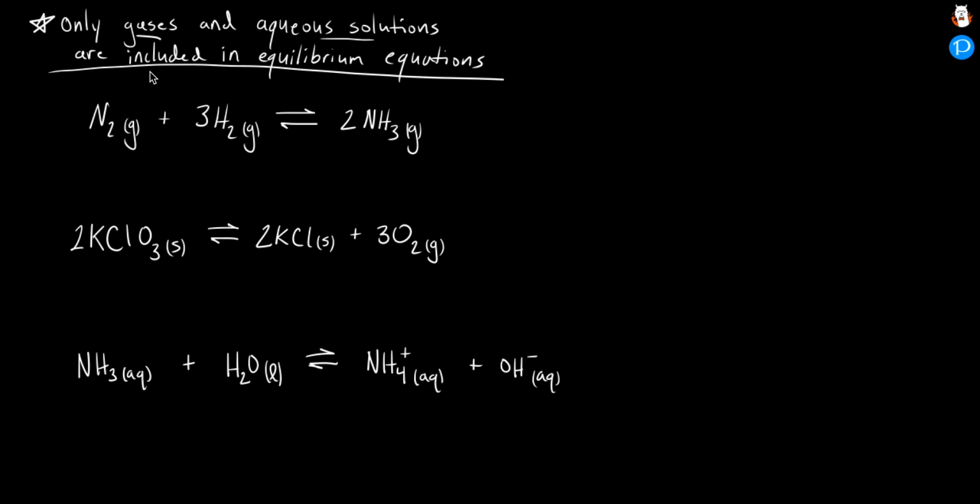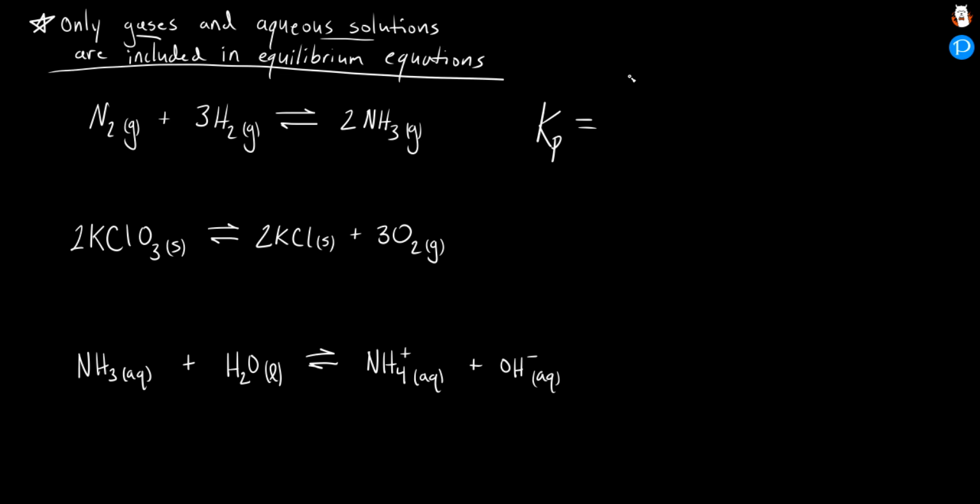So let's take a look at this first one right here. We've got N2 gas plus H2 gas, and then we've got ammonia over here, NH3 gas. If we're going to write the equilibrium expression for this, I notice that they're all gases, and so to write my equilibrium expression, that's going to be in terms of the partial pressures. So really we could write Kp. And again, we're going to have our products on top. So my only product is NH3.